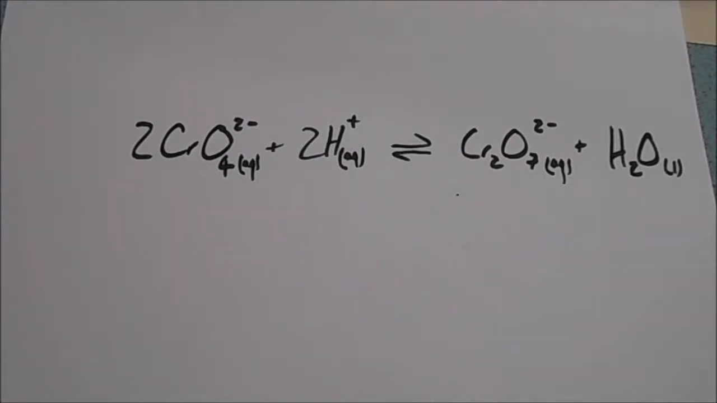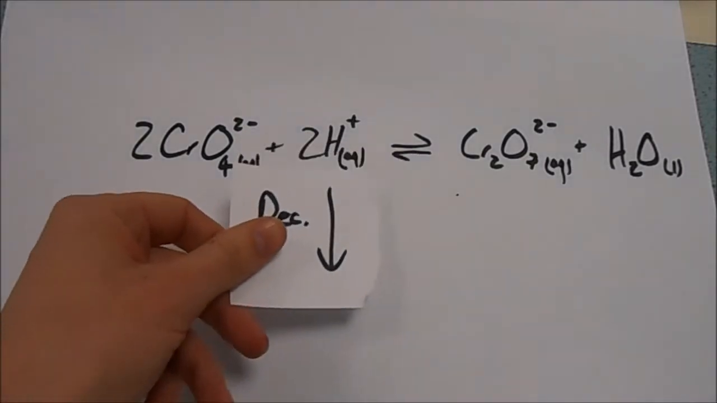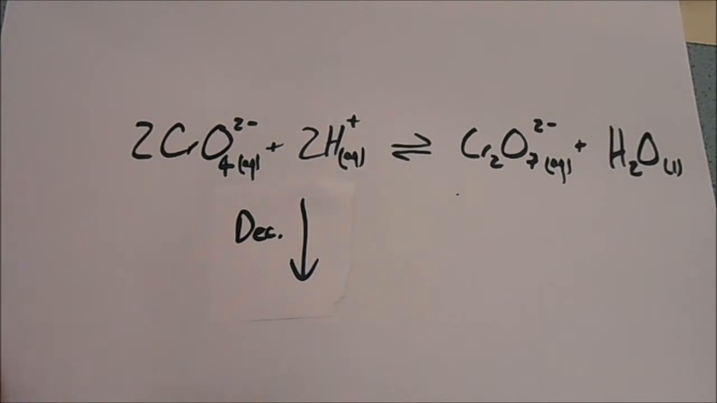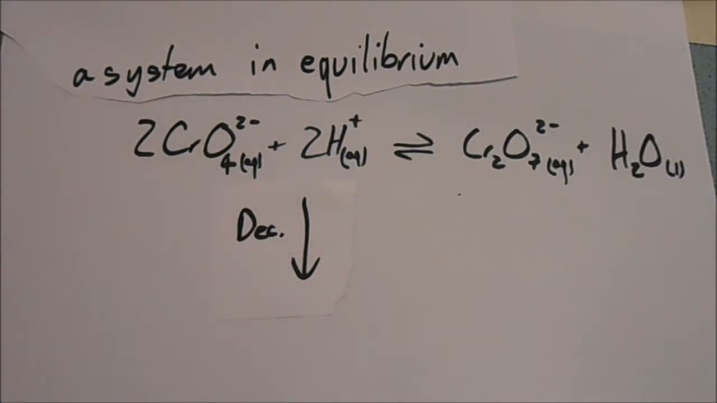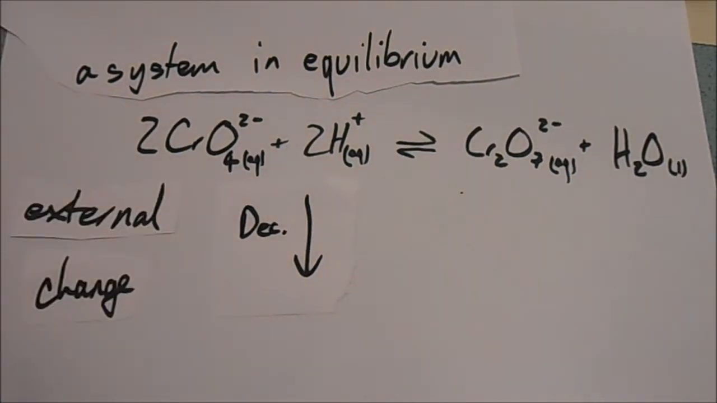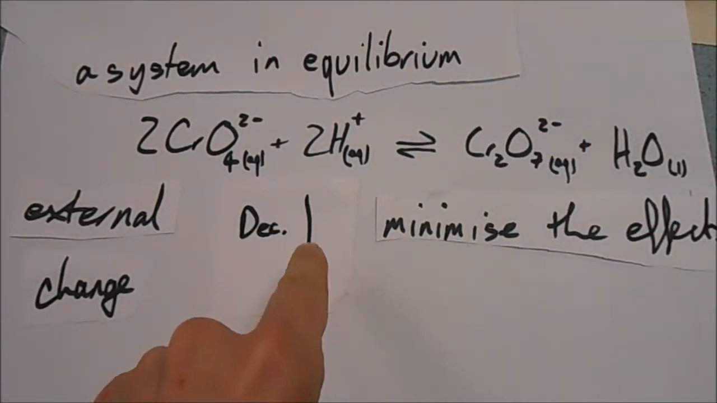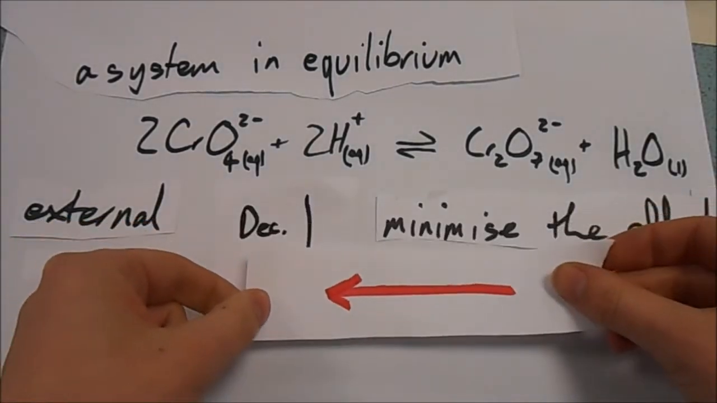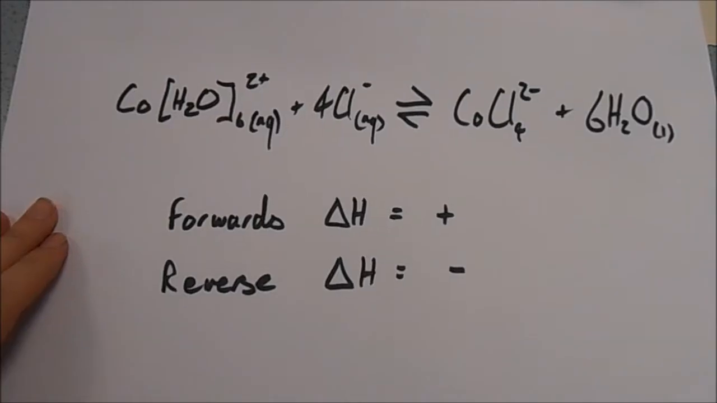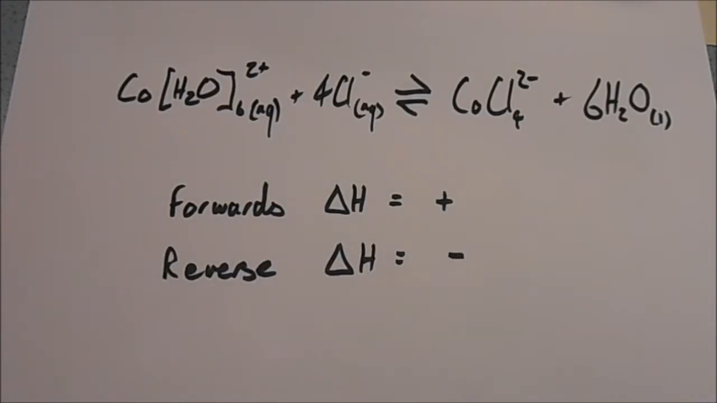It can also affect the equilibrium by changing the concentration of something else. So if, instead of increasing the concentration of H+, we decrease the concentration of H+, then we have a system in equilibrium which is undergoing an external change. The equilibrium is then going to minimise the effects of this change, and so we are going to shift the equilibrium to the left.